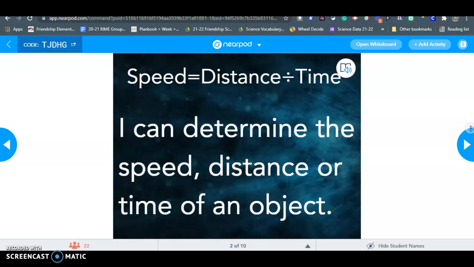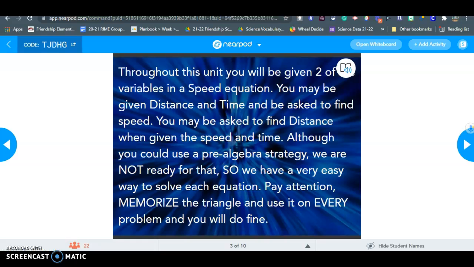But again, you need to be able to understand all of the different variables of a speed, distance, time equation. Why? So that you can figure out the missing variable, which is the whole thing that we're doing right here. Throughout this whole unit, I can't give you just one, that's impossible to figure out. I'm going to give you two variables: speed, distance, or time with one of those three missing.